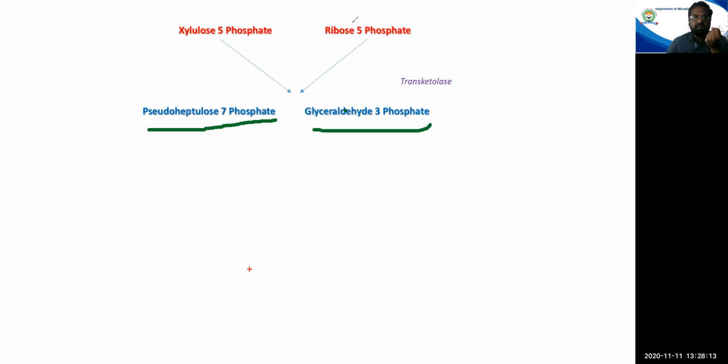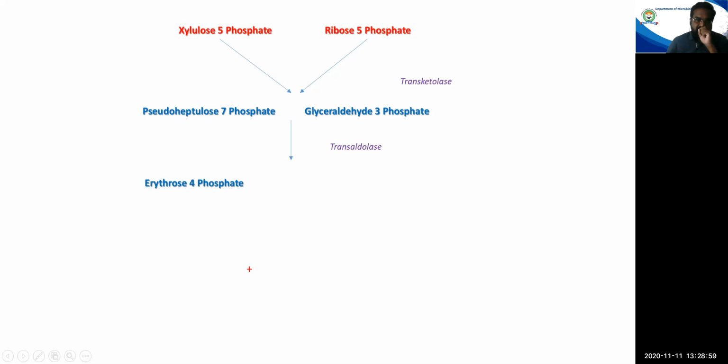Both are condensed, make a 10 carbon compound, a 10 carbon sugar, which is then again split to form sedoheptulose 7-phosphate and glyceraldehyde 3-phosphate. Okay. Now, the significance of this glyceraldehyde 3-phosphate, you know very well. If the cell is in need of energy, this may enter the EMP pathway and continue to form ATPs. Okay. Again, a transaldolase enzyme acts upon this sedoheptulose 7-phosphate and glyceraldehyde 3-phosphate if this glyceraldehyde 3-phosphate is not utilized.